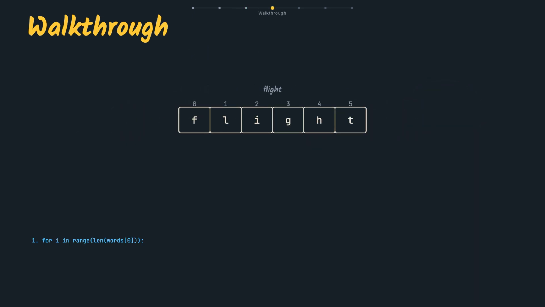We'll use the first word as our guide, and check each of its letters against every other word in that same column. Column 0. Guide says F. Is flow's letter at 0 F? Yes. Is flight's letter at 0 F? Yes. Move on. Column 1. Guide says L. Flow has L. Flight has L. Good. Slide forward.